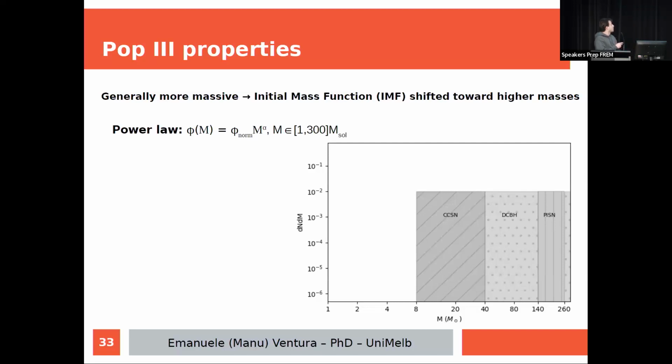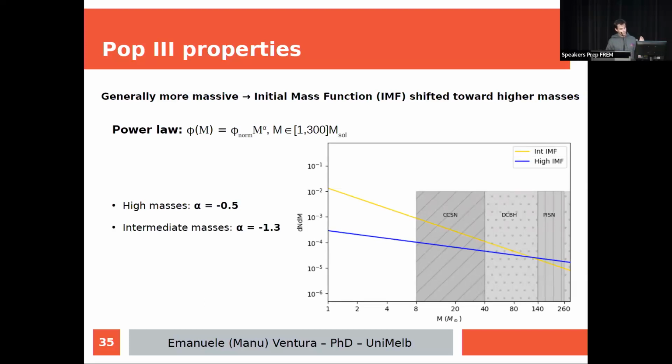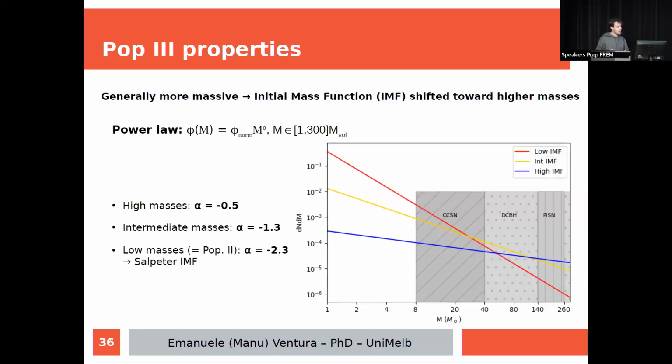In this plot, I'm going to show the mass function, so the number of stars per solar mass as a function of mass. Since, as I said at the beginning, there is a huge uncertainty, I'm going to take 3 different choices for the IMF. One shifted toward higher masses, with an alpha index of minus 0.5. Another with a smaller index of minus 1.3, so intermediate masses. And then the classic Salpeter IMF with an index of minus 2.3. This latter case basically says that POP3 stars have the same masses as POP2 stars.